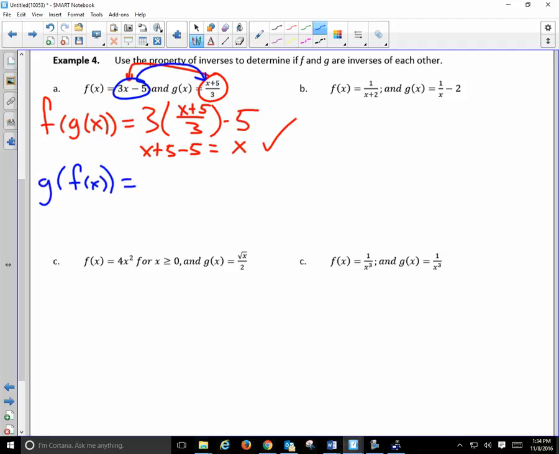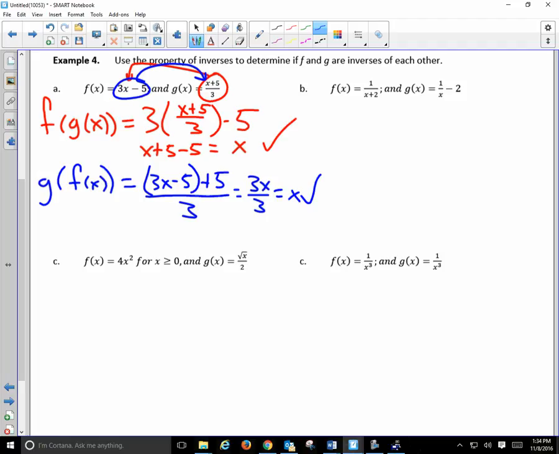All right, so now if we're going to compose g of f of x, I take f and plug it in for x over there, and I get 3x minus 5, that quantity, plus 5, and then divide it by 3. And you can see that we get 3x over 3, which is x. So yes, they are inverses of each other.